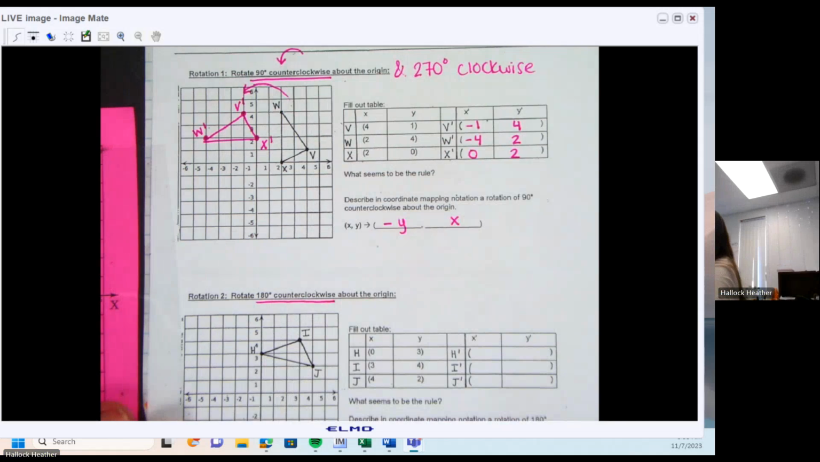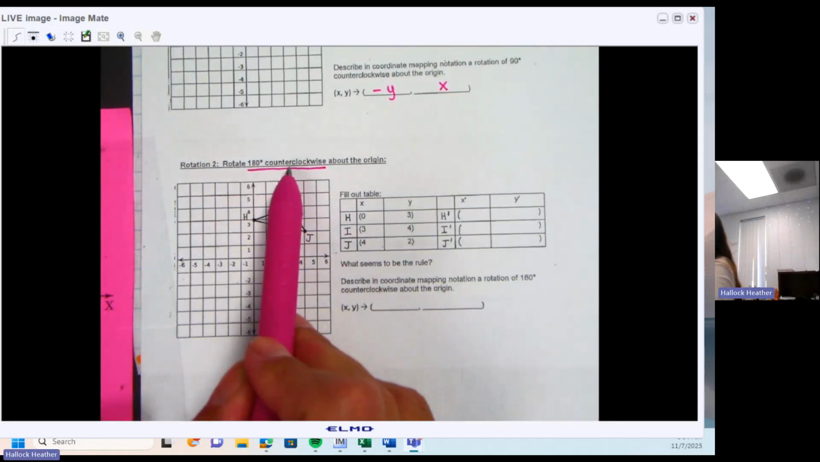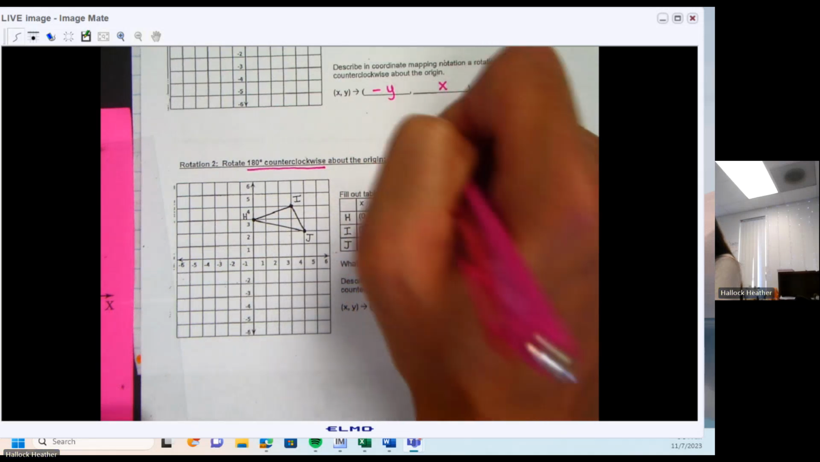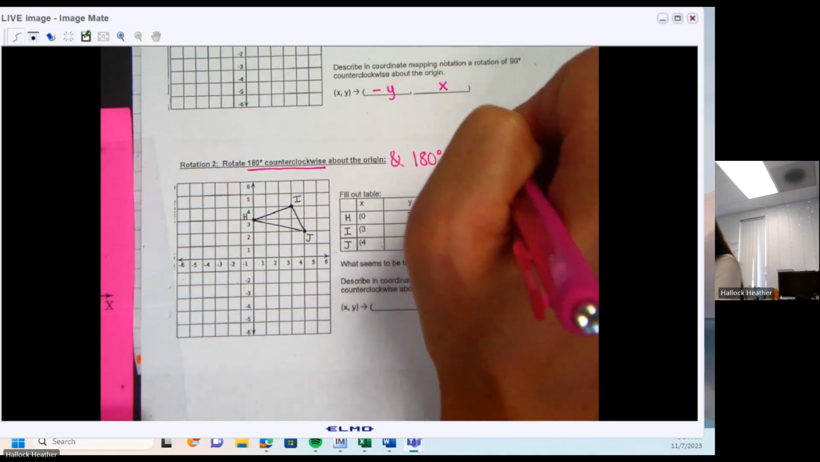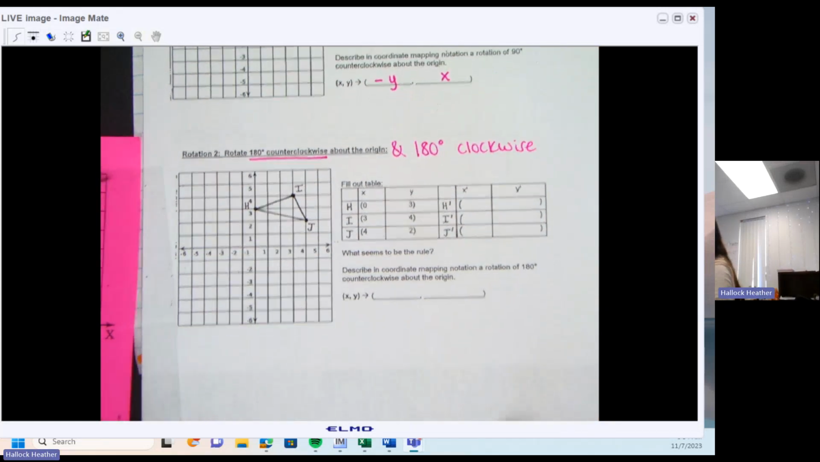Okay, so now we're going to do the same thing. We're going to go 180 degrees counterclockwise. This rule will also work for 180 degrees clockwise, and we'll talk about why in a minute. So this triangle is new original coordinate points.